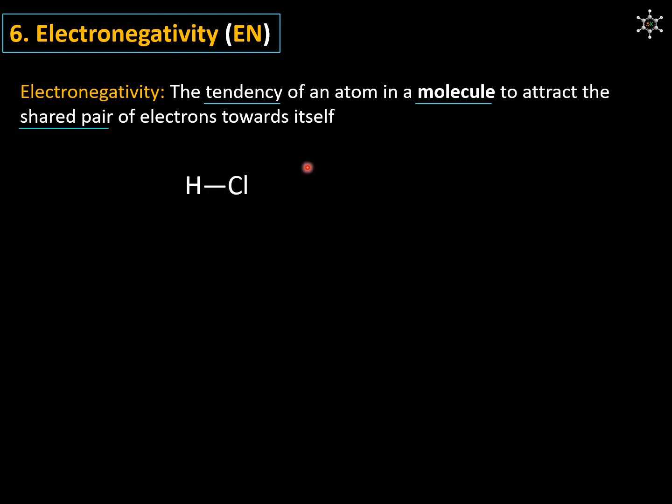As an example, let us consider the HCl molecule. Here, we have a single bond between hydrogen and chlorine. Electrons which are present in the form of a bond are called the shared pair of electrons or bond pair of electrons. That can be represented like this. Electronegativity means the capacity of chlorine and hydrogen to pull the shared pair of electrons towards themselves.